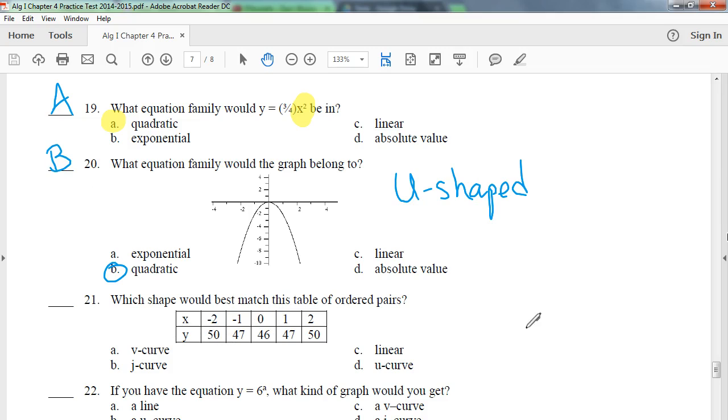Number 21, which shape would best match this table of ordered pairs? If we were to graph that, negative 2, negative, oops, I'm sorry, I've drawn that wrong. Negative 2, 50 would be way up here. Negative 1, 47 would be here. 0, 46 would be here. And this looks like it could be either V or U-shaped.